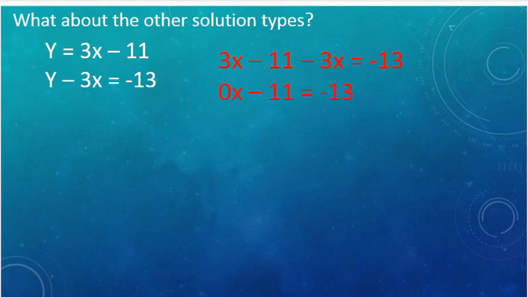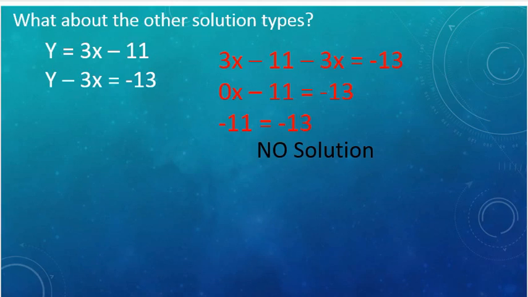3x minus 3x is 0x. So 0x minus 11 equals negative 13. Your 0x's will cancel, so now you have negative 11 equals negative 13. That's not a true statement, so you have no solution.